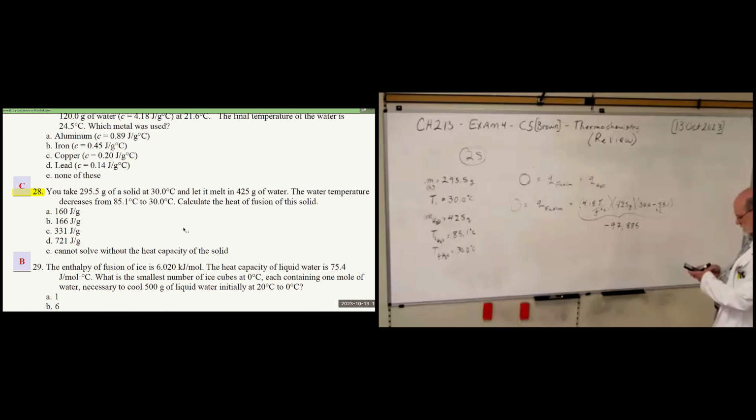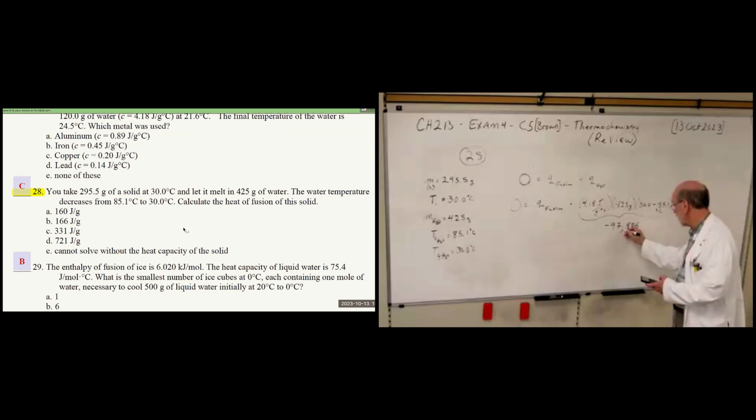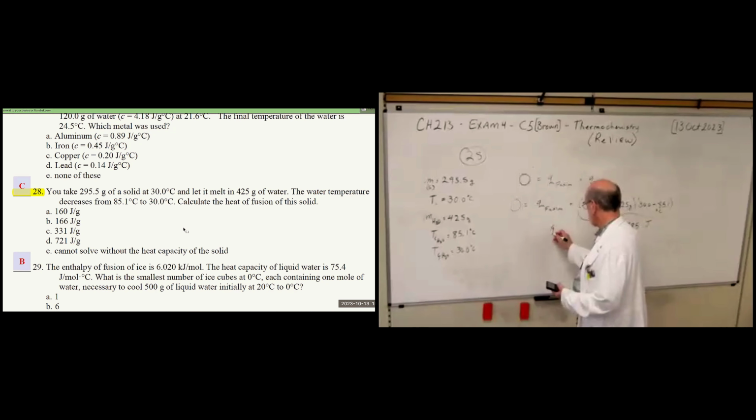Do that again. 4.18 times 425 and then 30 minus 85.1 times that. Yep, that's right. Move it 4 places. 97,885 joules plus Q.